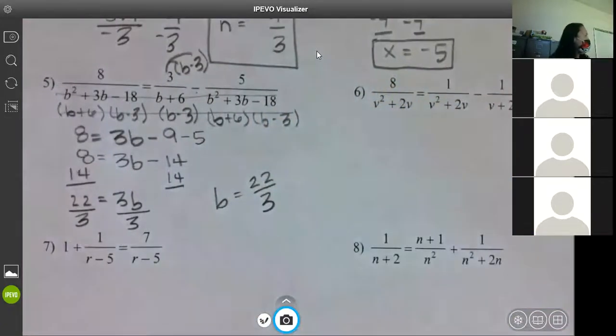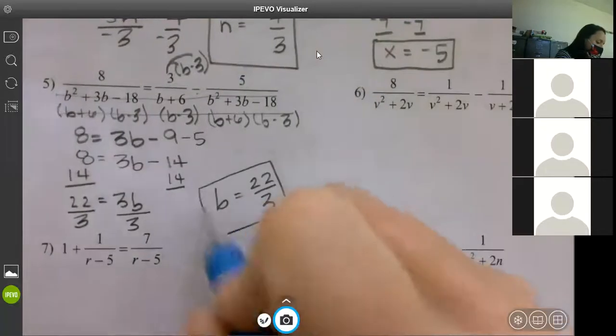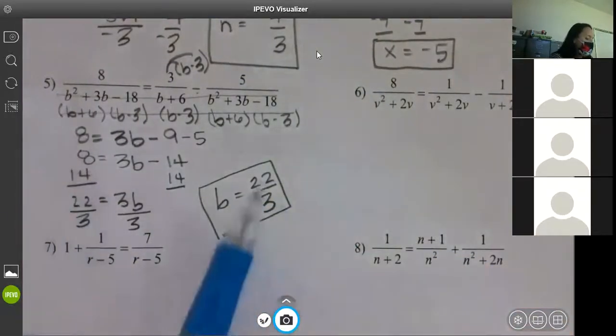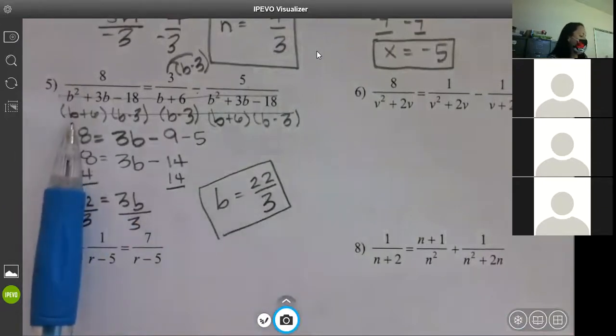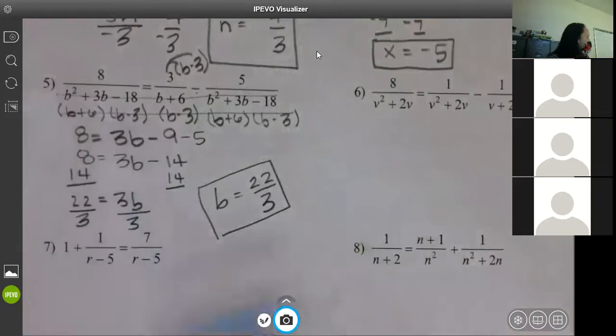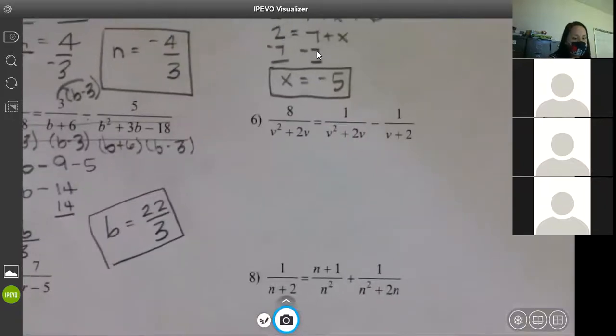Everything's not going to be perfect. It's not going to be perfect numbers. It's okay. If I plug these back in, they do not give me 0. So I'm good to go. And again, we're plugging them into the denominator. 22 over 3 is 7 point something. 7 plus 6 is 13. 7 minus 3 is 4. So there's nowhere that it's going to give you 0. All right, what do I need to do on number 6?